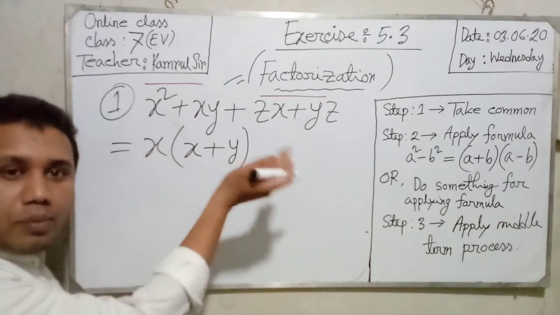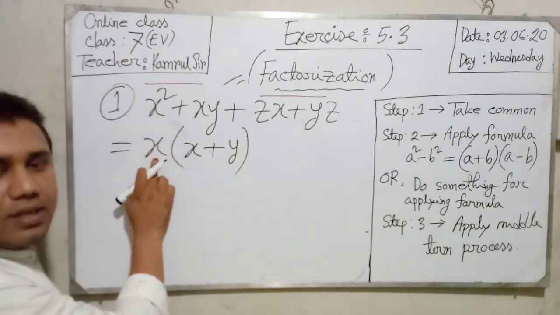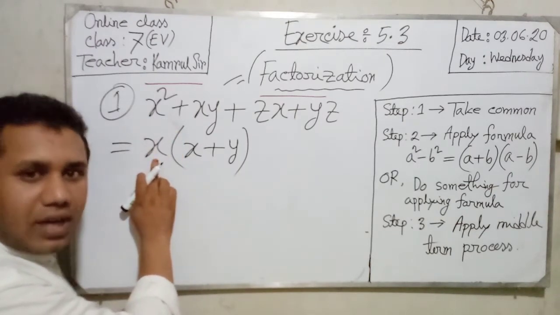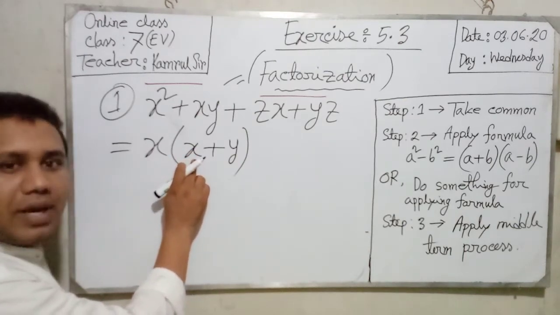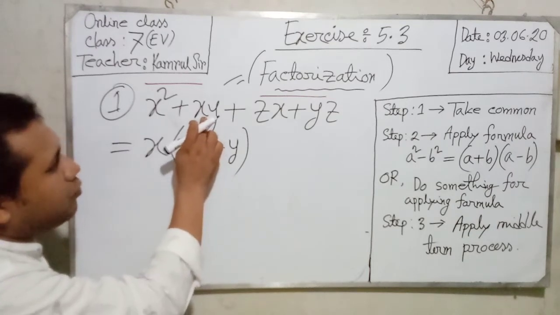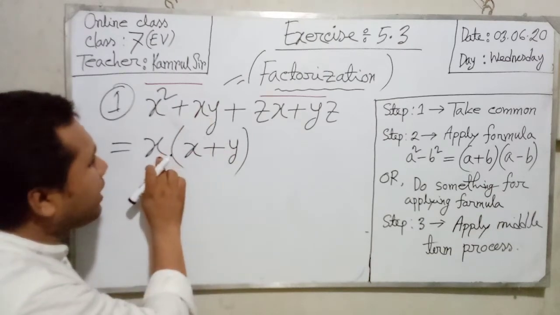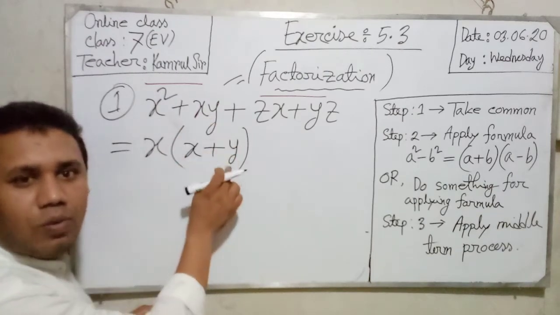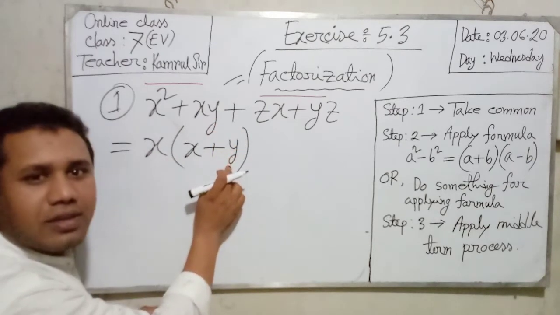Common means you have to divide. Clear? Now if we divide x square by x, then our answer will be x. So now write this answer, include the bracket. Clear? X. Now this is the plus, and if we divide this term xy by x, then our answer will be y, because x and x cancel. So I have written y.